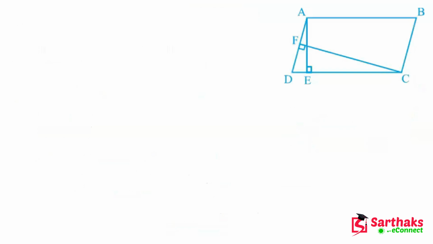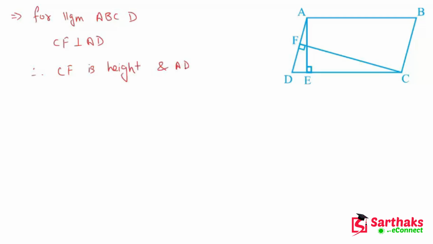Now again, for parallelogram ABCD, we know that CF is perpendicular to AD. So in this case CF is the height and AD is the base. Now in this case we are changing the base and height, but the area should be the same in both cases.